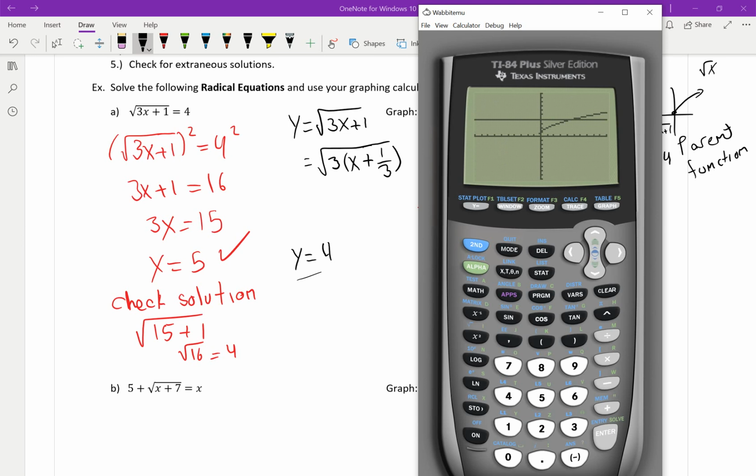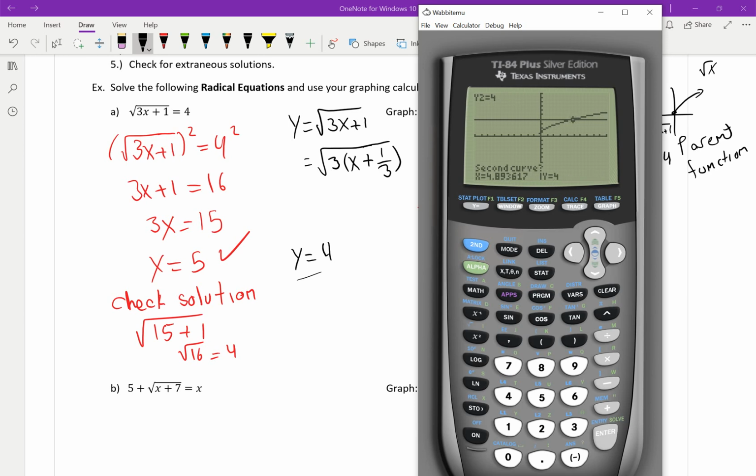Another thing I could possibly do here is, you see there's this option up here that says calc in blue. I'm going to hit second, calc, and right now what I want is intersect. So I'm going to go to option 5, intersect. I'm going to hit enter there, and my calculator is giving me a prompt. It's asking me, on the first curve, where is the intersection point? I'm going to use my little keypad here to move towards the intersection. I think the intersection is somewhere right around there, enter.